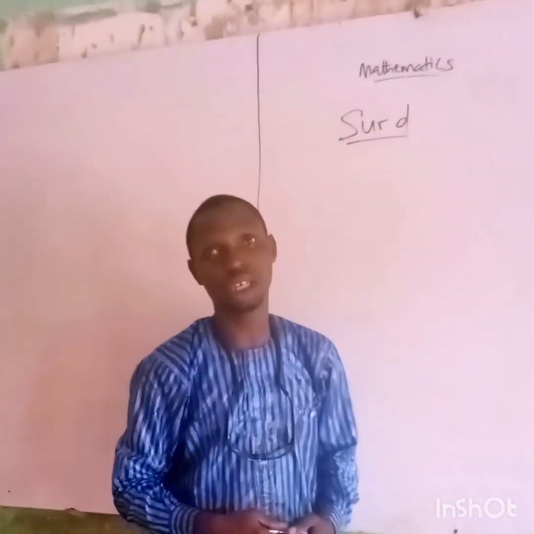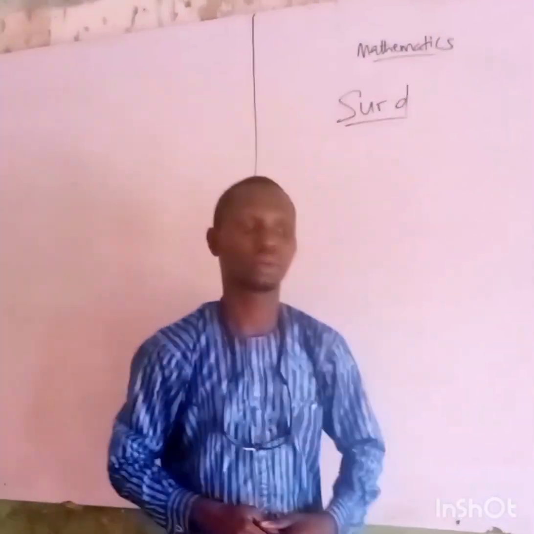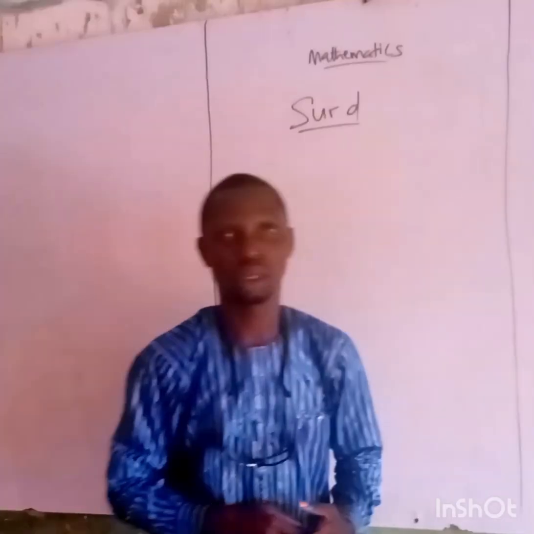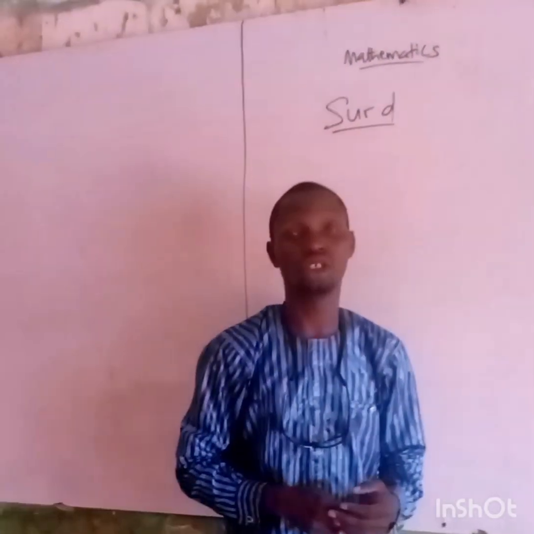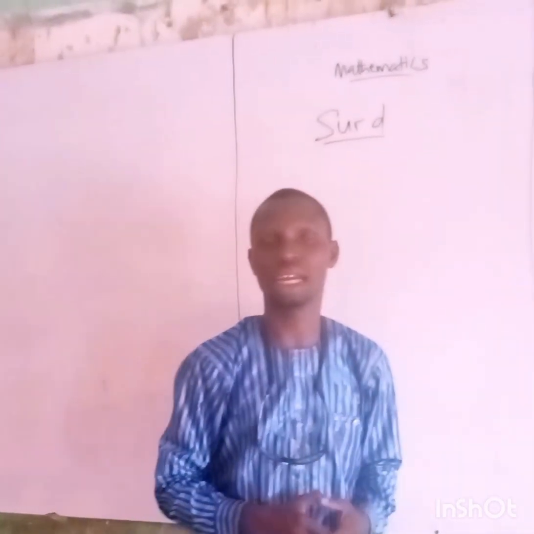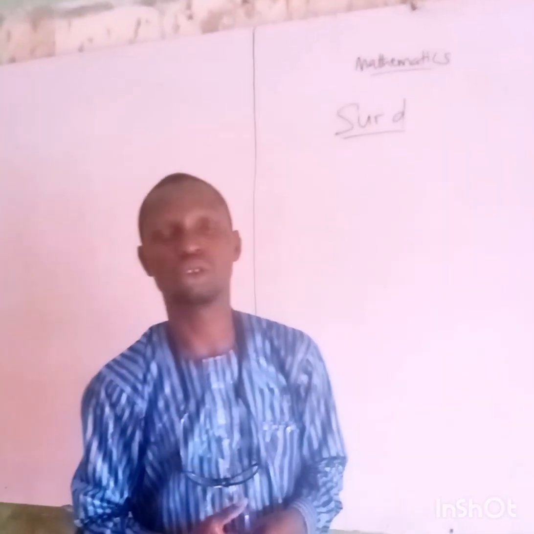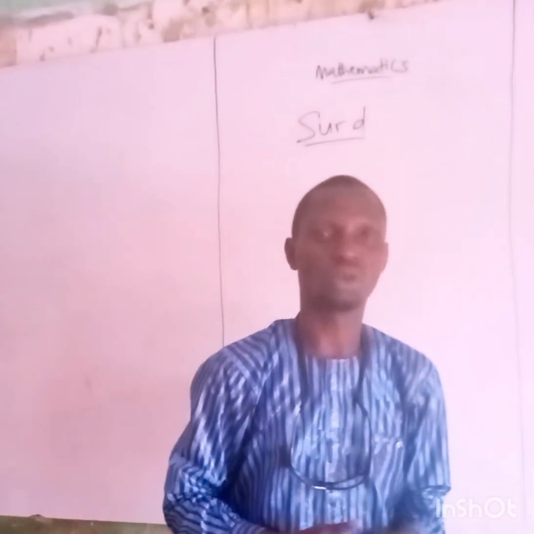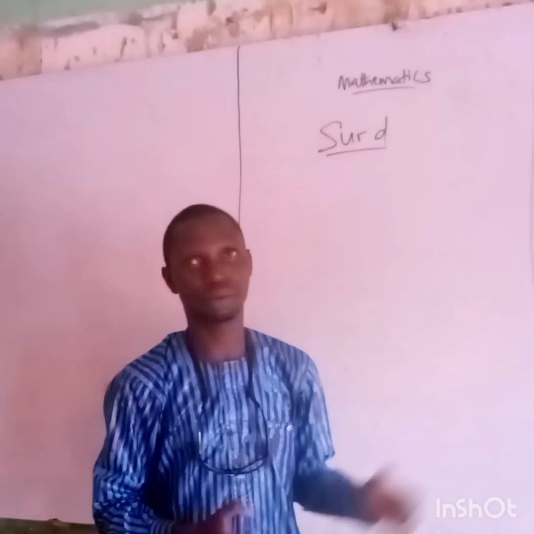Today we are going to be taking surds. So what do we mean by surds? Surds come into play when we have the square root of numbers and we cannot really get their perfect square. Square root of numbers that do not have a perfect square. So how do we calculate them? We make use of surds.